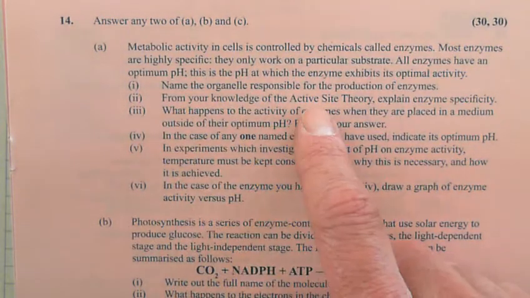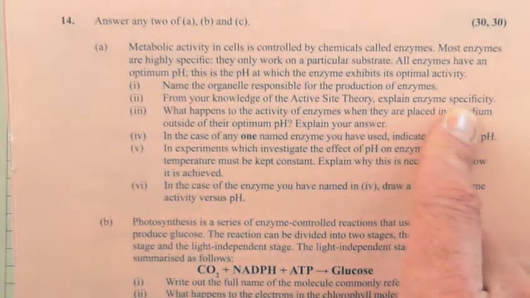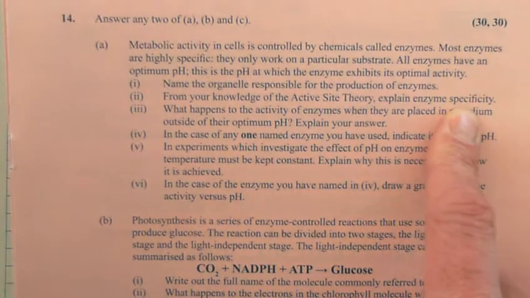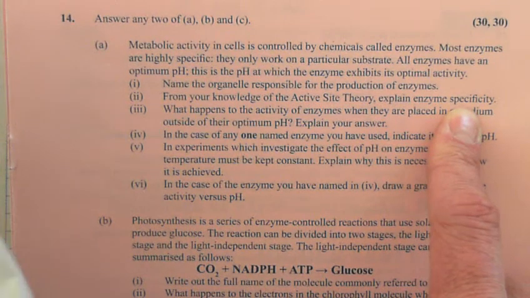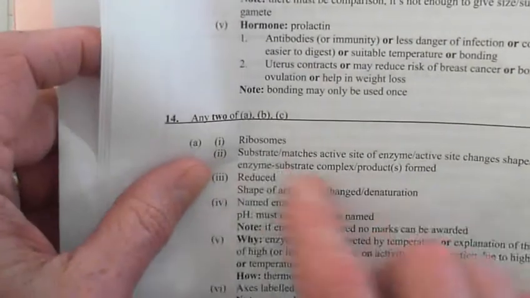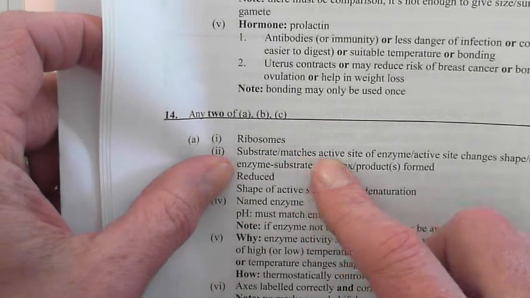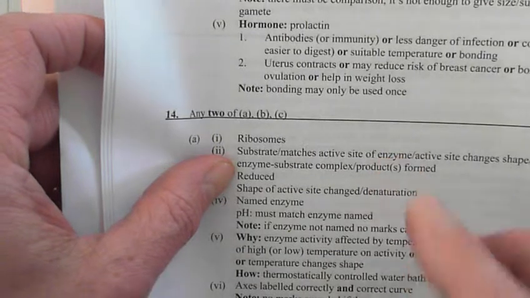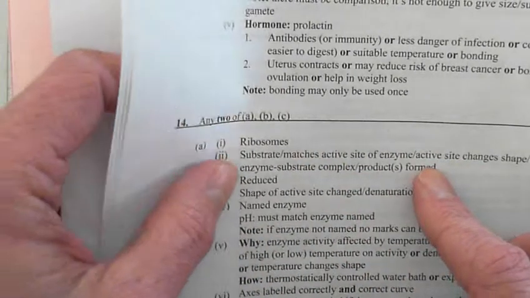2. From your knowledge of the active site theory, explain enzyme specificity. So, enzymes are specific. They will only react with specific substrate. So if you mention substrate, that matches the active site of the enzyme. So only one enzyme will match with one substrate. They are specific.